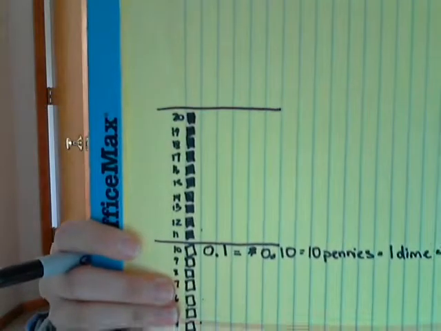So I'm going to create another line segment up at the top above 20, and I'm going to do the same thing. I'm going to say 20 pennies is equal to 20 hundredths or 2 tenths. So in decimal form, it's 0.2 equals 20 cents. 0.20 is equal to 20 pennies, is equal to 2 dimes, is equal to 2 tenths, or 20 hundredths.